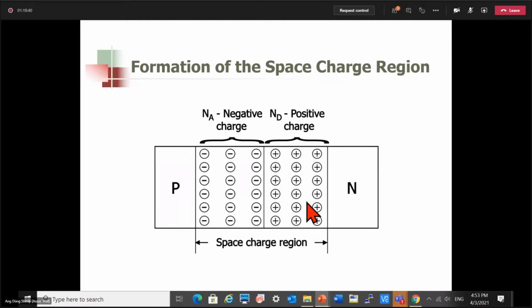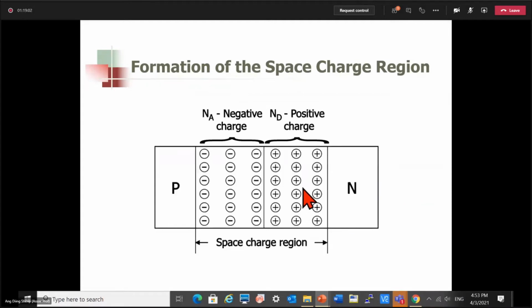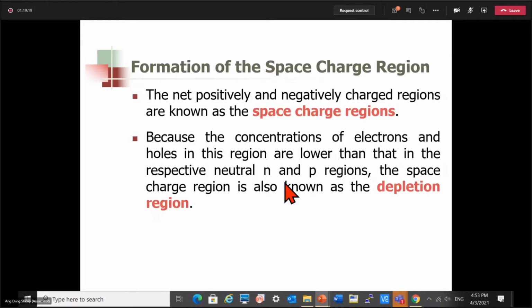So what's next? Built-in electric field. But before that, just to introduce another term to you, depletion region. The space charge region is also called the depletion region. Why the word depletion? Because these two regions are depleted of majority carriers. As a result of the diffusion of the majority carriers from one side to the other, the concentration of majority carriers in this region is reduced, is depleted. So people call the space charge region the depletion region. Just take note of this term.